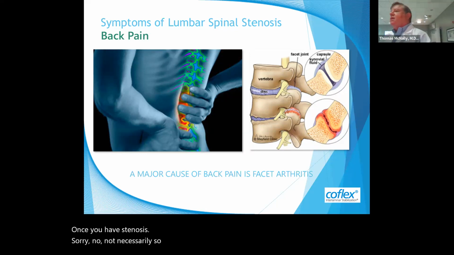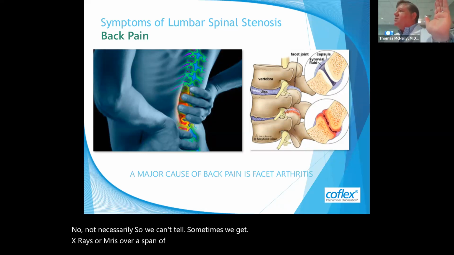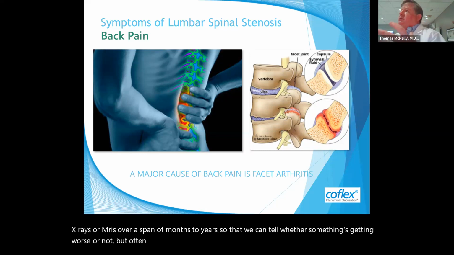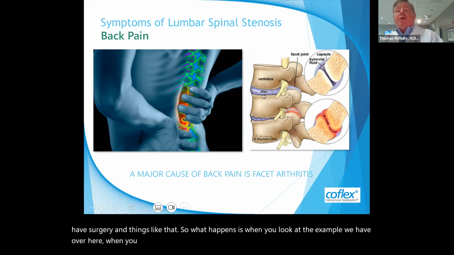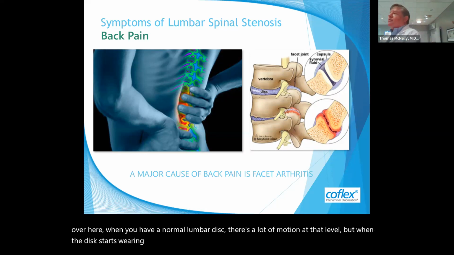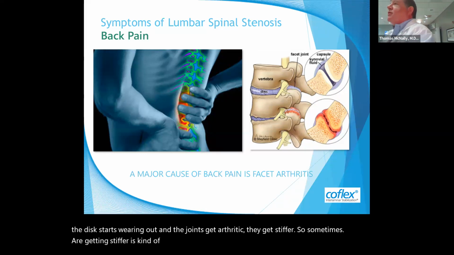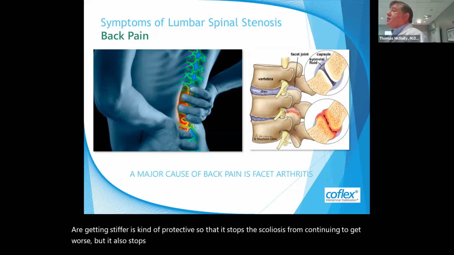Sometimes we get x-rays or MRIs over a span of months to years so that we can tell whether something's getting worse or not. But often, our bodies were designed to stabilize and not have surgery and things like that. So when you look at the example we have over here, when you have a normal lumbar disc, there's a lot of motion at that level. But when the disc starts wearing out and the joints get arthritic, they get stiffer. So sometimes getting stiffer is kind of protective so that it stops the scoliosis from continuing to get worse, but it also stops it from hurting so much.